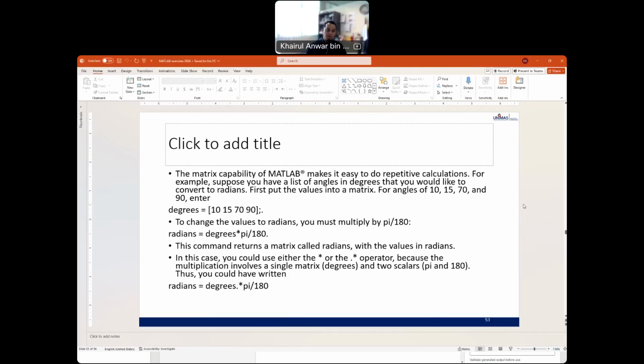The matrix capability of MATLAB makes it easy to do repetitive calculations. For example, suppose we have a list of angles in degrees that we would like to convert to radians. First, put the values into a matrix of 10, 15, 17, and 19. To change the value to radians, you must multiply by pi divided by 180. So radian is equal to degree multiplied by pi divided by 180.